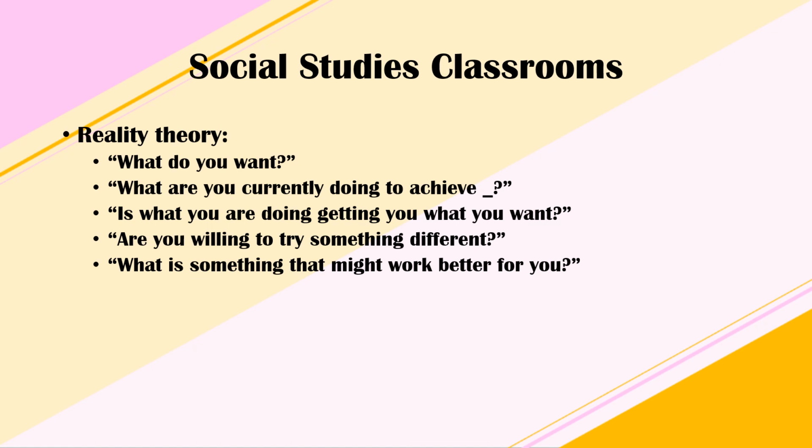One thing that I found really interesting is reality theory, which allows us to ask 5 questions to students to help them self-regulate. So you ask, what do you want? What are you currently doing to achieve what you want? Is it working? Are you willing to try something different? What's something that might work better for you? And this can help train kids on how to get what they want, but they don't have to act out. So again, this is really great theory for classroom management.